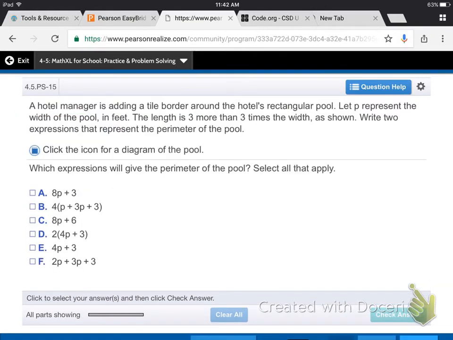All right, looks like the problems are getting just a little more challenging. Let's take a look and read this one. It says, a hotel manager is adding a tile border around the hotel's rectangular pool. That's important. Let P represent the width, and the length is 3 more than 3 times the width, as shown. Write 2 expressions that represent the perimeter of the pool.